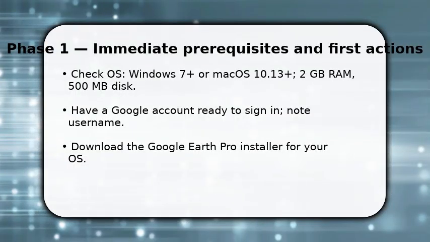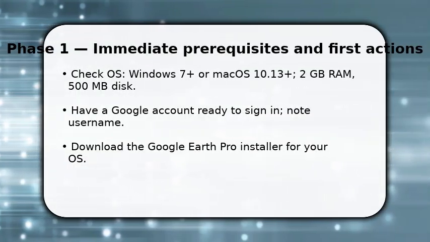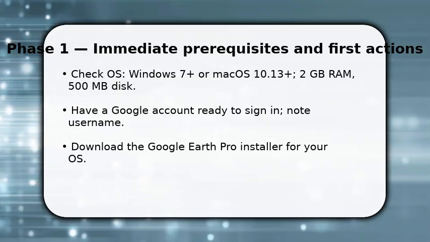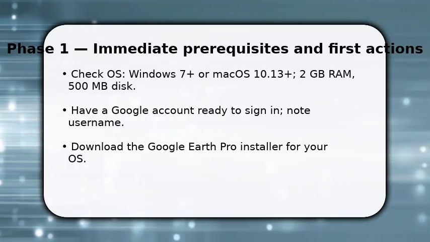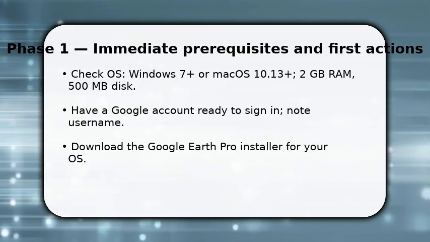You begin by confirming prerequisites. Make sure your machine meets minimum specs and you have a Google account ready. Once done, download the Google Earth Pro installer that matches your operating system. This is the first actionable step. You do this to avoid mid-install failures and to speed up the process.